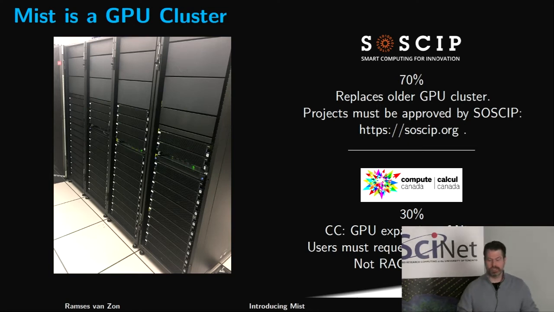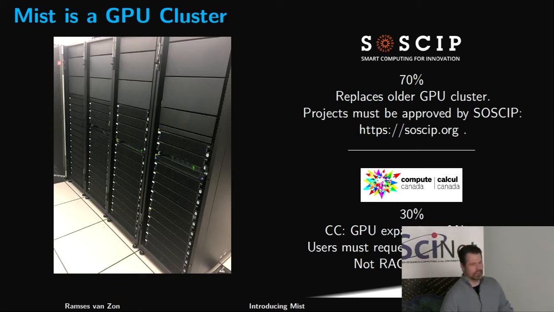But 30% is SciNet or ComputeCanada. So if you're a ComputeCanada user, you can get access and use these machines as well. Because it's a shared resource, if any cycles aren't used on the SOSCIP side, the ComputeCanada side can use them, and vice versa. If any cycles on the ComputeCanada side are not used, SOSCIP users can use them, so that you basically get more resources than you would if you bought separate machines and didn't give everybody access.